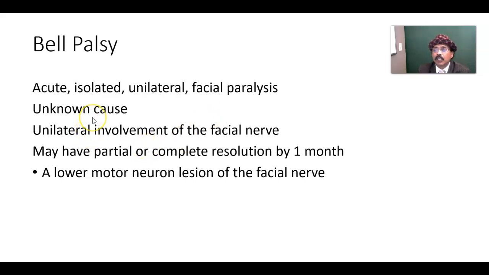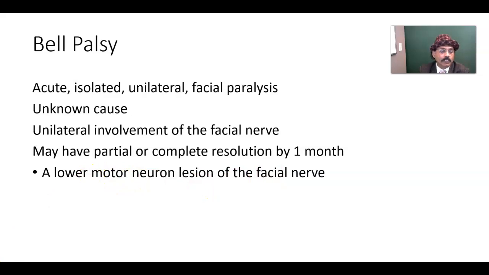The cause is mostly unknown. Maybe some type of herpetic infection, some viral infection, maybe some type of trauma, but we don't know the exact cause of Bell palsy. Unilateral involvement of the facial nerve may have partial or complete resolution by 1 month. In around 80% of cases, it will be completely okay, even without any treatment.